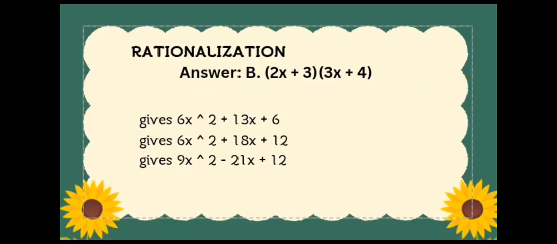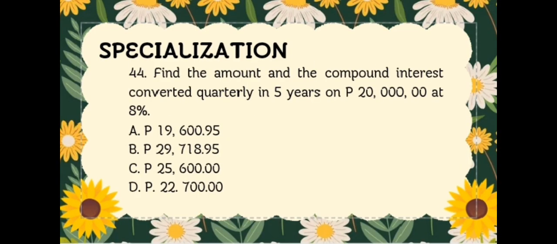43. Which among the following are the factors of 6x plus 17x plus 12? A. The quantity of 2x plus 3, the quantity of 3x plus 2. B. The quantity of 2x plus 3 times the quantity of 3x plus 4. C. The quantity of 3x plus 3 times the quantity of 2x plus 4. D. The quantity of 3x minus 3 times the quantity of 3x minus 4.